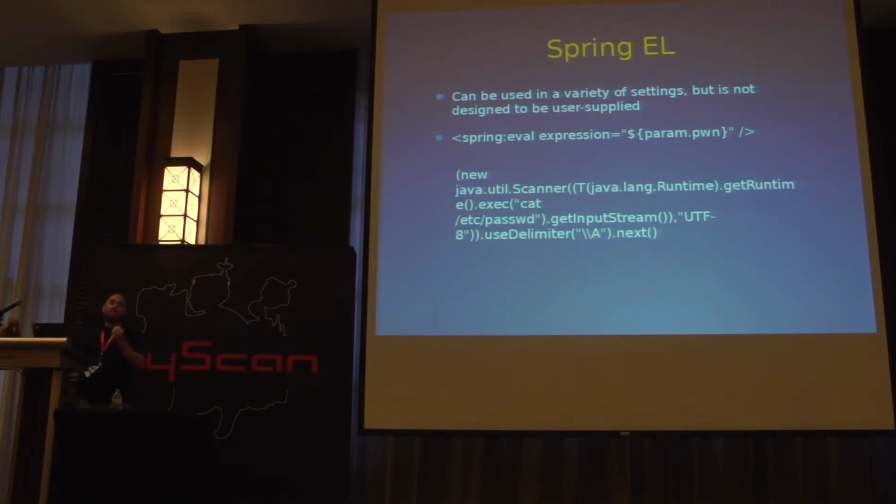Another example of that is, as I said, the Spring expression language. A textbook example of this kind of flaw would be where you have a tag in a JSP page that's saying evaluate this Spring expression. If that came from, say, param.pwn, param being an HTTP GET or POST parameter, then again, an attacker could just insert expression language in and exploit it. That's not a flaw in Spring. That's a flaw in any application that's using the Spring eval component incorrectly.